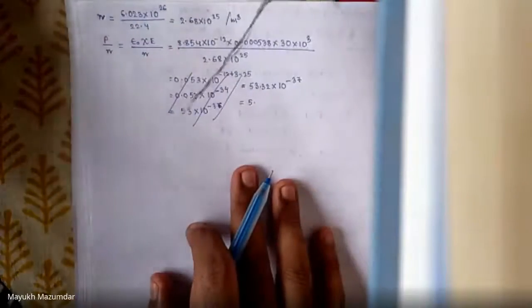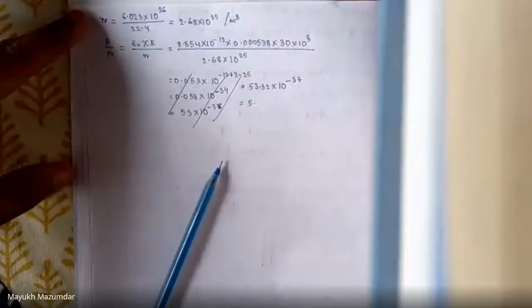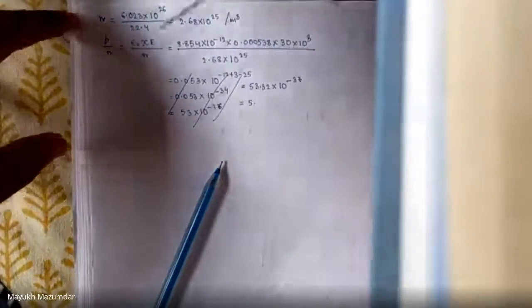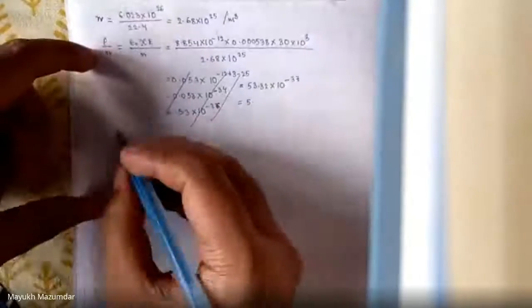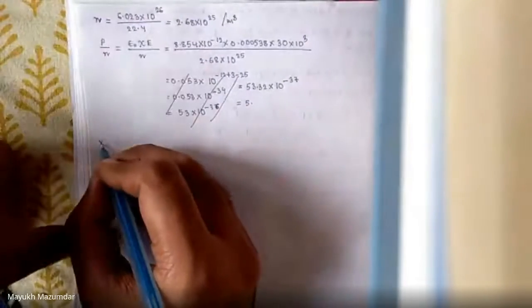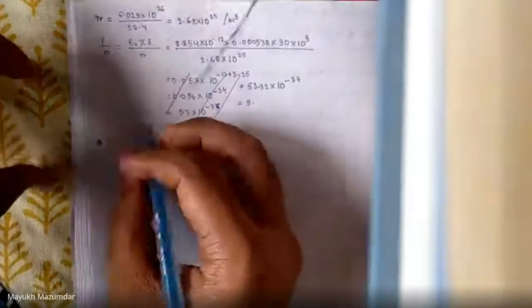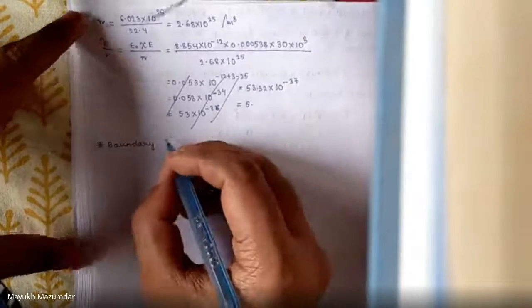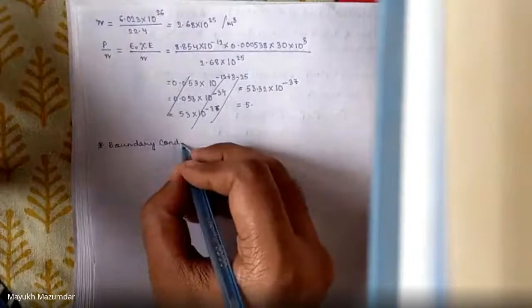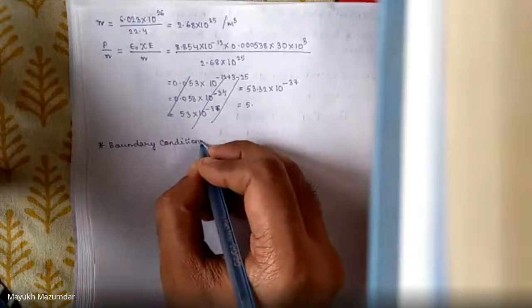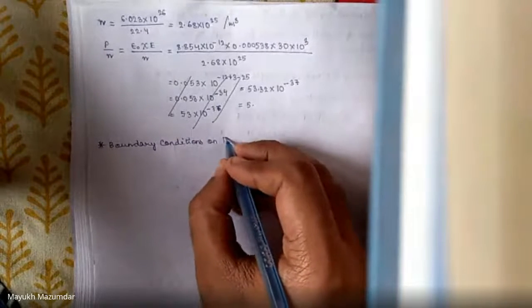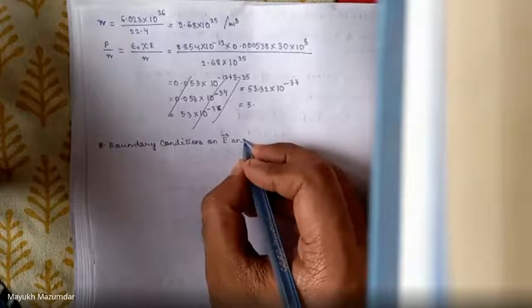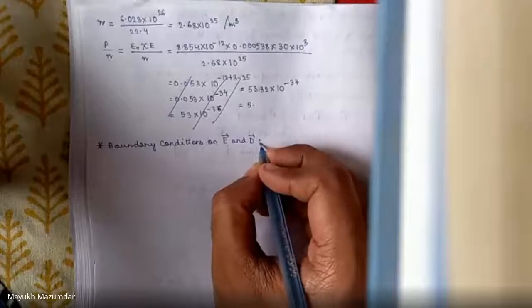Now a very important property that I will be discussing is called the boundary conditions on the electric field vector and the electric displacement vector.